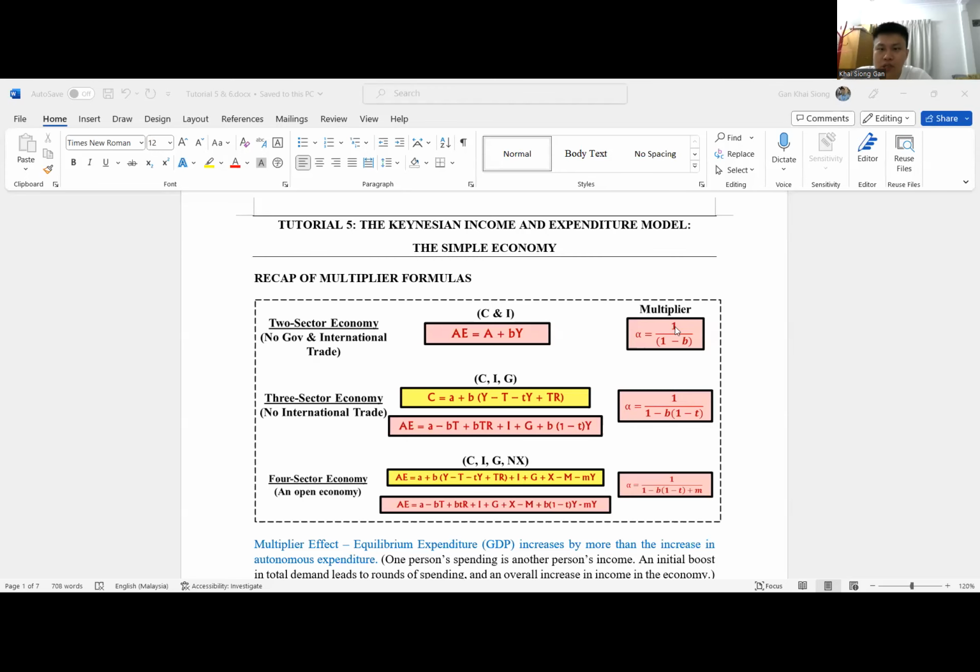Hi, in this video, I will walk you through how we derive the formulas for the multiplier. As you can see here, the three equations over here are the three equations of the multiplier for each of the sector economies. So that will be the focus of this video.